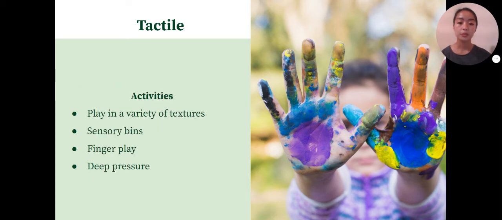Activities for tactile input include play in a variety of textures like dirt, sand, grass, or water. Sensory bins, which you can create by filling a box with a variety of toys hidden in different textured materials like rice, beans, or nuts. Finger play in a variety of textures like paint, shaving cream, bubbles, Play-Doh, or deep pressure from massages and squeezes.